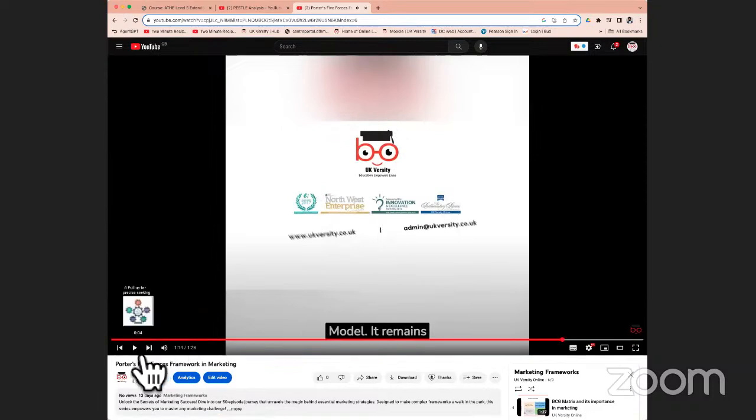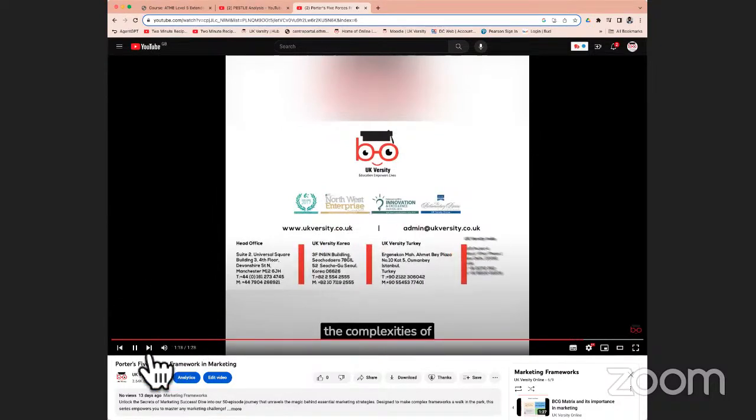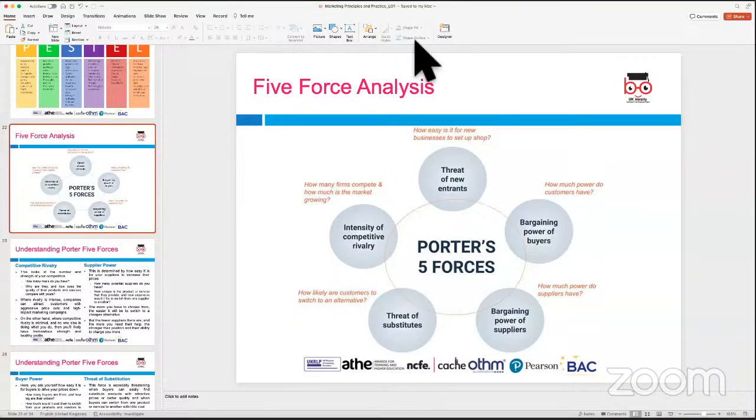So when we look at it, it remains a go-to framework for analyzing the complexities of competition and strategy. These 2 particular models that I've shared, which are Porter's 5 forces model and the PESTEL analysis, are the best 2 suited models to understand what are the external factors which can affect marketing.